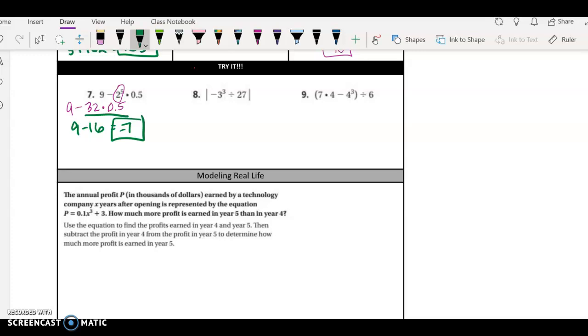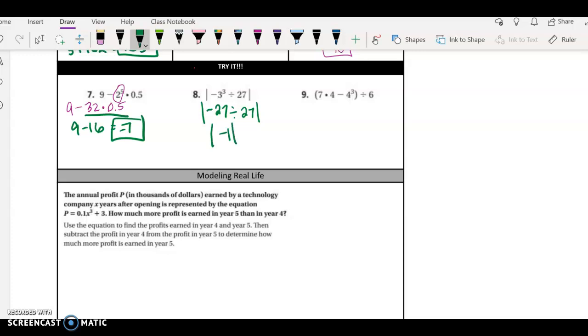So now I have negative, these aren't parentheses, but we're still going to do what's on the inside, so negative, and then 3 cubed is 27. So it's going to stay negative 27 because it didn't have parentheses around the negative. Then divide by 27. So negative 27 divided by 27 is negative 1.